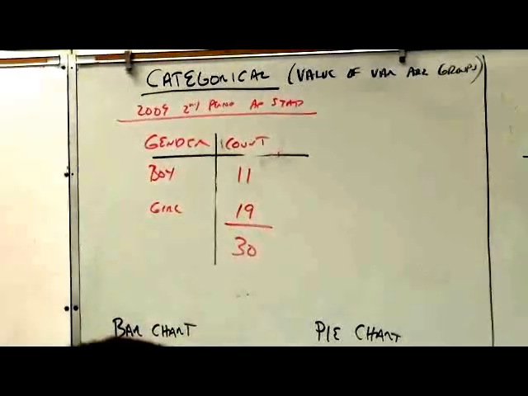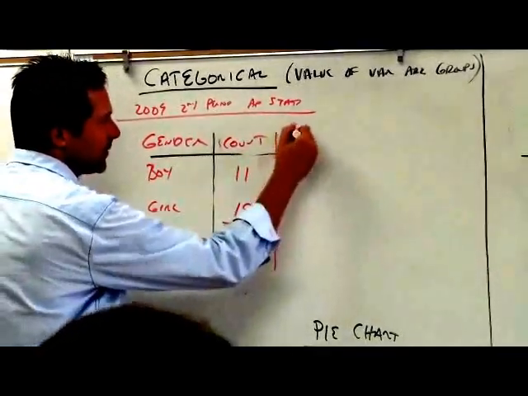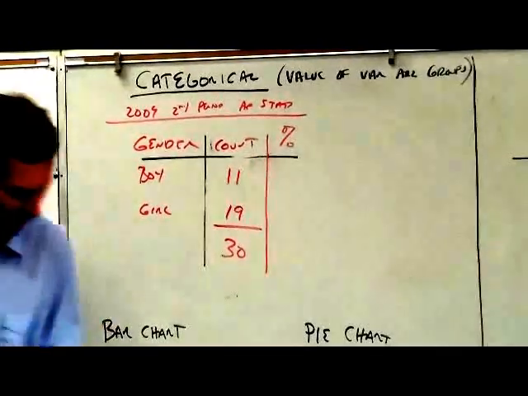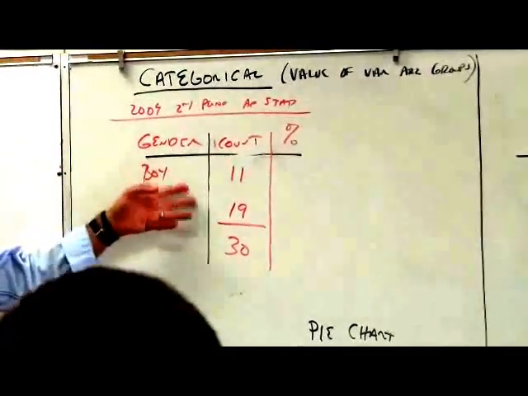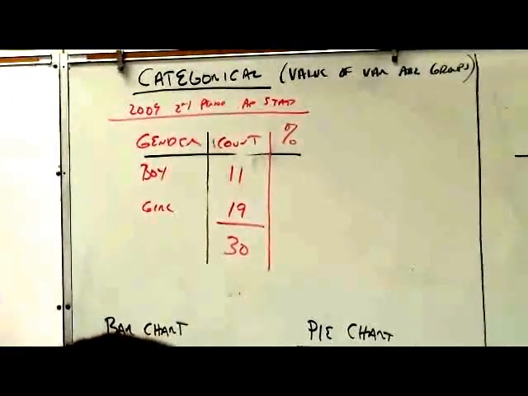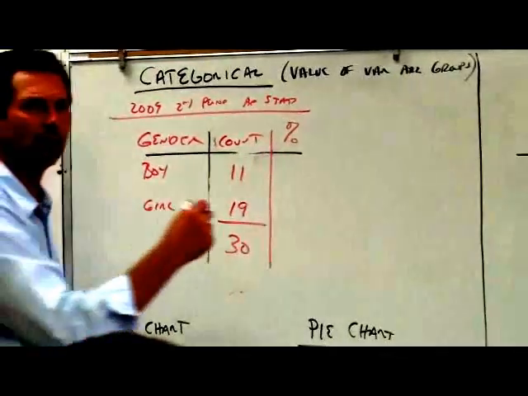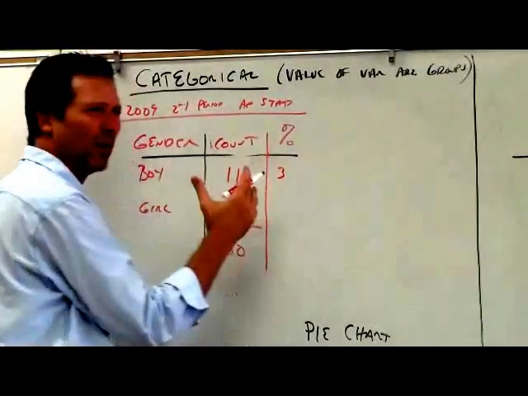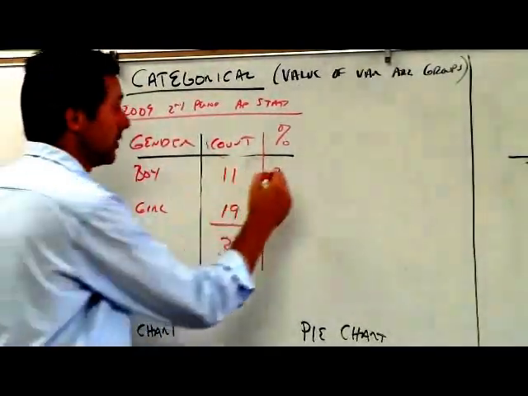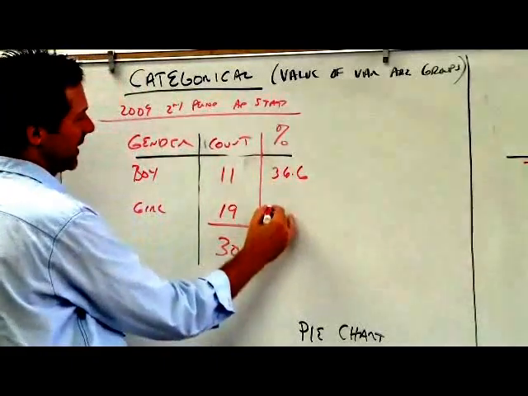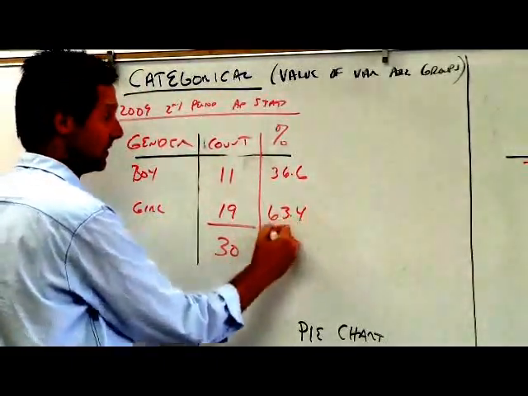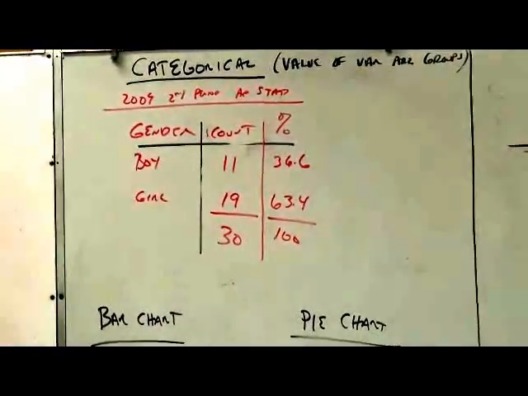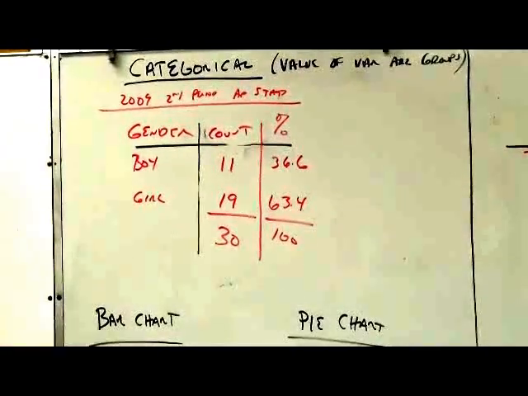We can even add columns to this. Instead of count, we could get the percentage of boys and girls. How would I figure out the percentage of boys? What do they do here? 11 out of 30. Yeah, that's why we put that 30 in there. It'll help us with that. What is that? Throw that in there for me. 0.37. Yeah, 37%, so that's just percent. Give me one decimal, so 36.6. Okay, this one I can figure out: 63.4. Okay, that makes 100% total. We could add other columns if we wanted to learn other things about it, but that's a distribution.